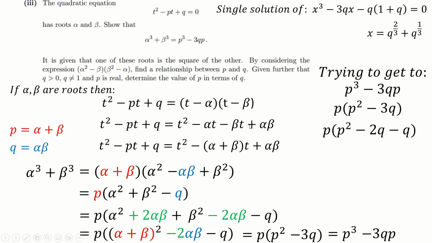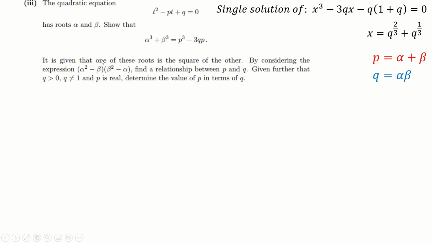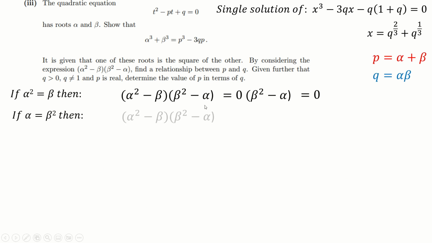So that's a relationship between the roots. What have I even done here? I've done the first bit. Now we're here. It's given that one of these roots is the square of the other. So either alpha squared equals beta or beta squared equals alpha. It probably doesn't matter a huge amount. Considering this thing here, if alpha squared equals beta, this is 0 because it's 0 times something. And if beta squared equals alpha, guess what? This is still 0 because it's this times 0. So they're 0 either way.